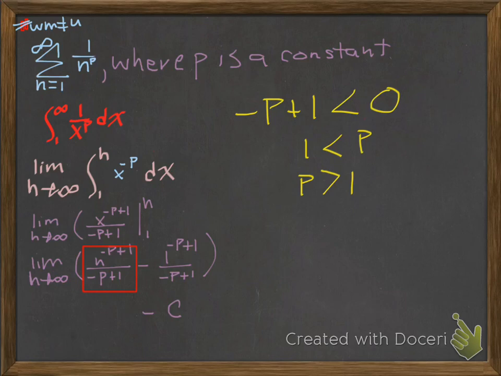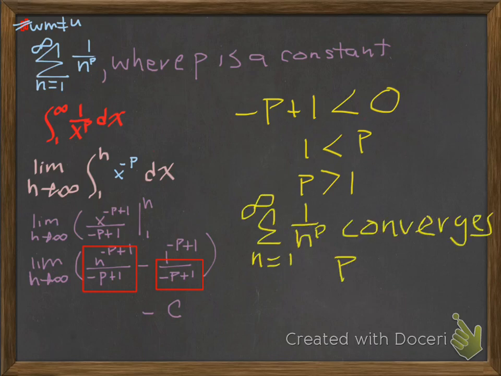Can p be 1? No, p can't be 1, because look at that denominator. Then that limit wouldn't exist. And if that limit doesn't exist, then that integral doesn't converge. If that integral doesn't converge, then the series diverges. And then we restate: that converges when p is bigger than 1.